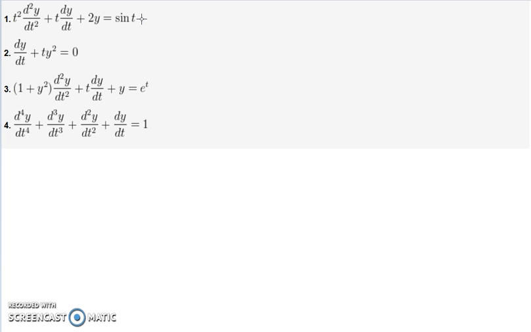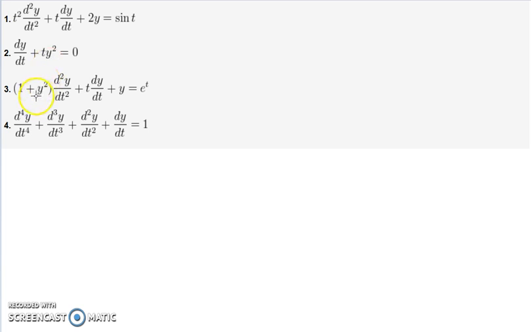Okay, so moving on, let's look at the second one. The second one is nonlinear because this term has y raised to the second power. As you recall from earlier, we mentioned that y and all of its derivatives must be raised to the first power. Since this is raised to the second, that means that this is a nonlinear equation.